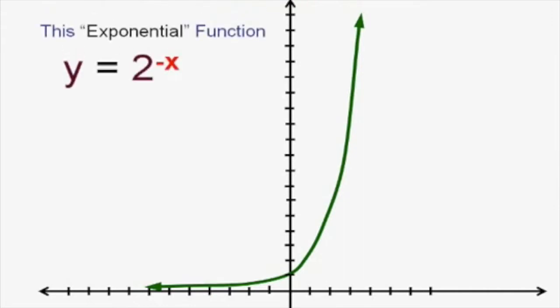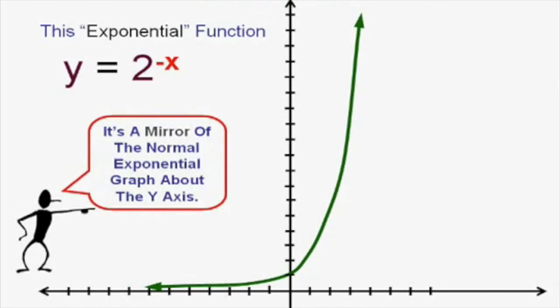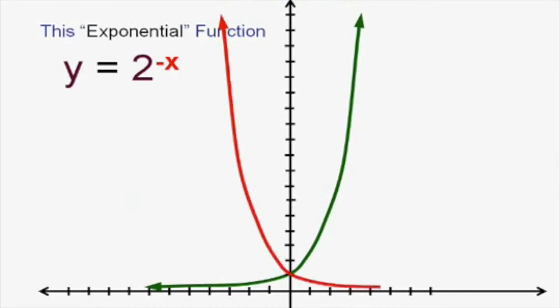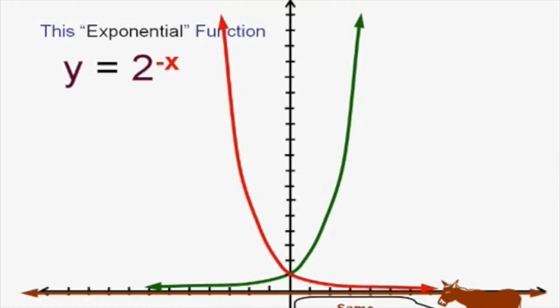Okay? Well, what if we looked at an exponential function where the exponent x is a negative number? The new function with the negative exponent is going to look the same as the normal function, except it's going to be a mirror of the normal exponential graph about the y-axis. Something like this. Notice it will still have an asymptote, a number that it will never reach.